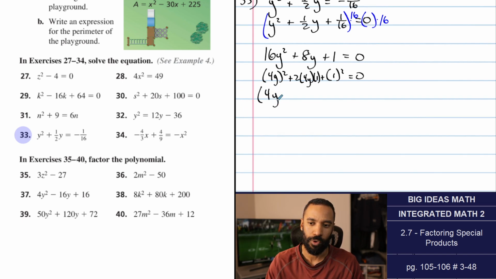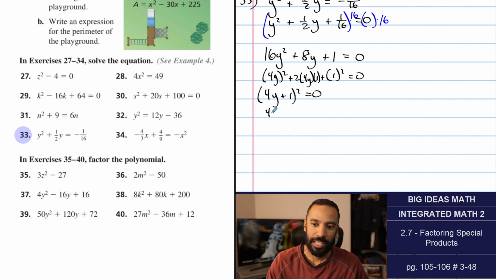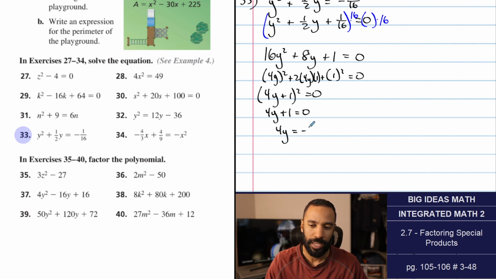This factors into 4y plus 1 quantity squared. That does mean 4y plus 1 equals 0, so I still got to subtract 1 and divide by 4, and we still get a solution of negative 1/4.